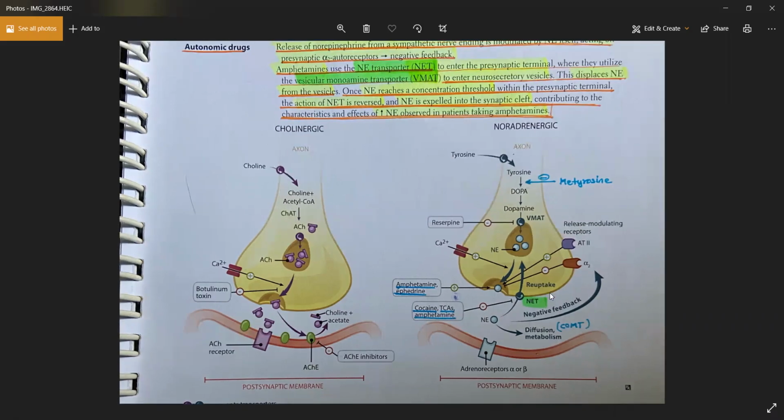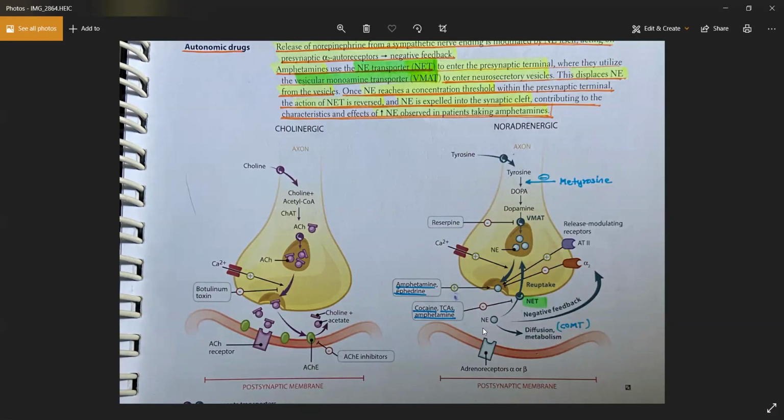Okay, and then there are some NET receptors, which are the norepinephrine transporters. With the help of these norepinephrine transporters, the norepinephrine is reuptaken. The reuptake of the norepinephrine will happen with the help of these transporters, and as a result, it will go back into the vesicles inside the neurons, right? And as a result, it will be cleared from the synaptic cleft, or the metabolism of this norepinephrine will occur.